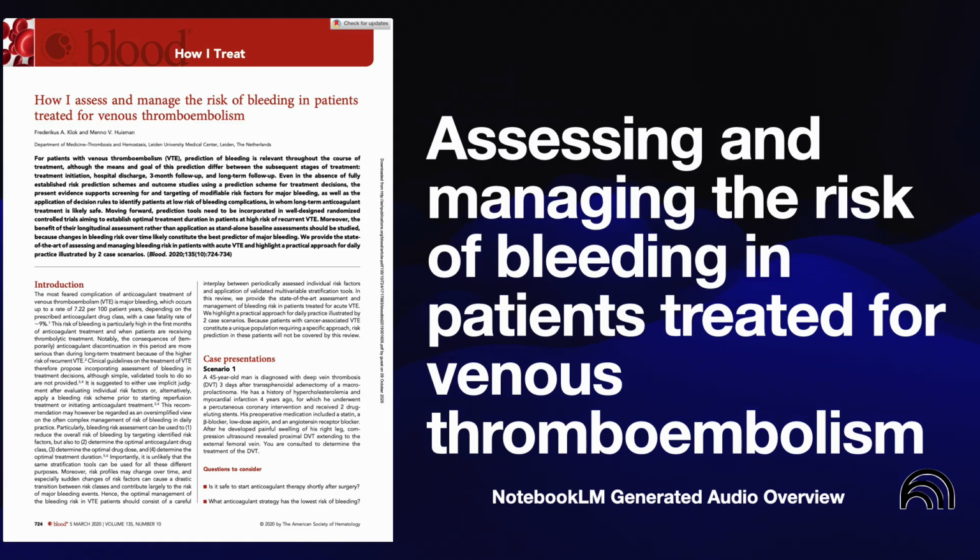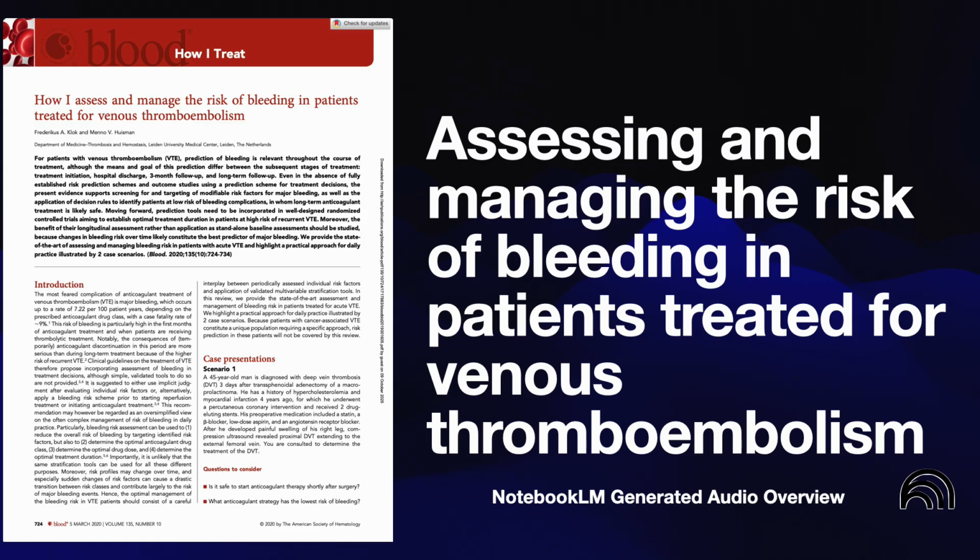Does that reduced dose definitely lead to less major bleeding compared to the standard dose used for initial treatment? That's the million-dollar question, and the evidence is still evolving. Intuitively, a lower dose should mean less bleeding, and some studies support this. However, large head-to-head trials directly comparing major bleeding rates between standard dose secondary prevention and reduced dose secondary prevention are limited.